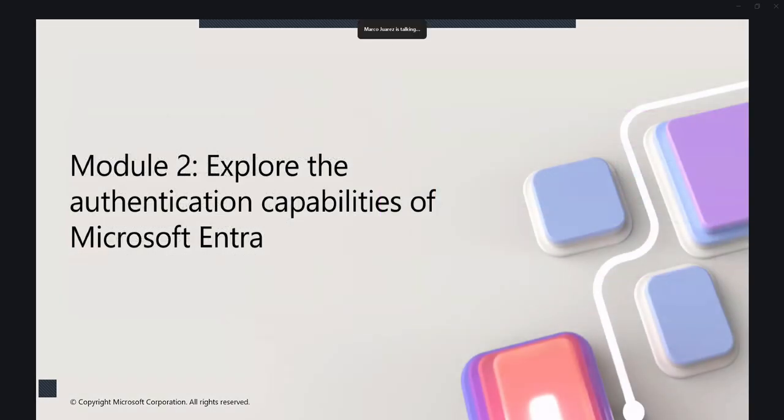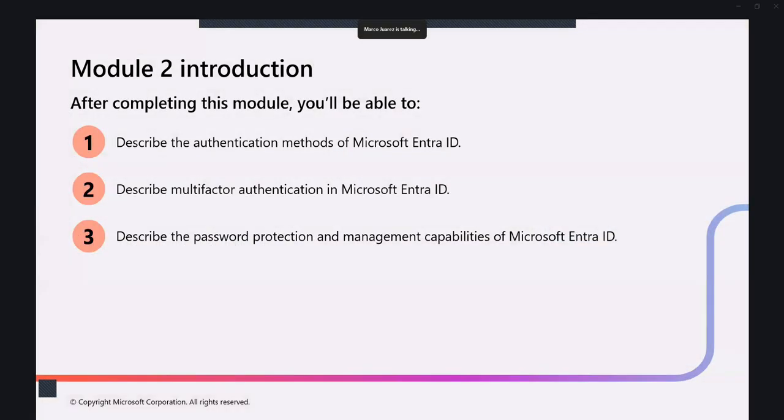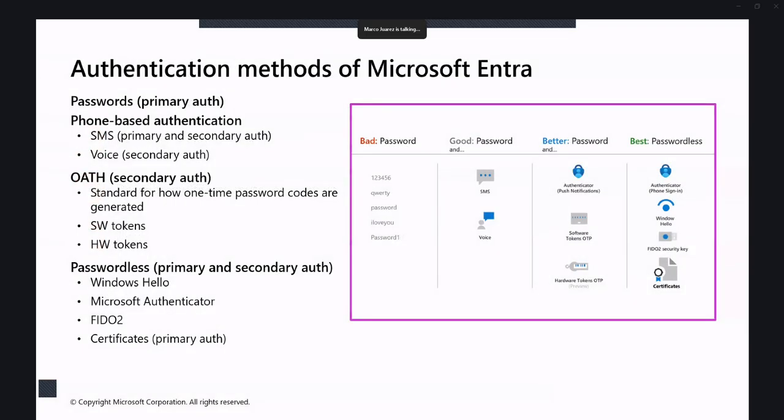Okay, let's jump into module number two. We'll talk about the authentication capabilities that we have on Entra: what methods we have for authentication, what is MFA and password protection, and the management capabilities. Being Entra a cloud tool, we have modern methods of authentication that we can implement. For example, passwords are the primary way in which we can provide this authentication.